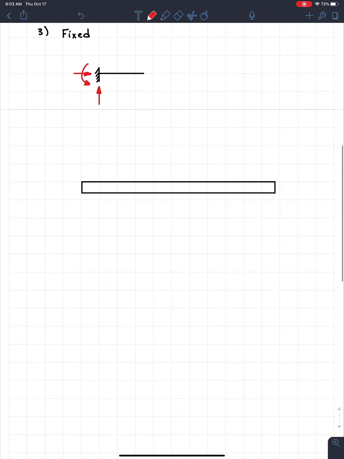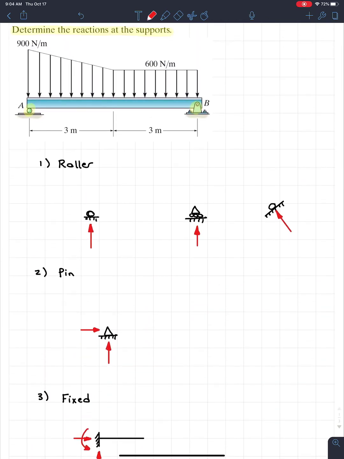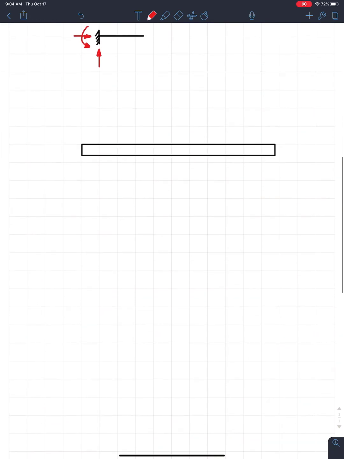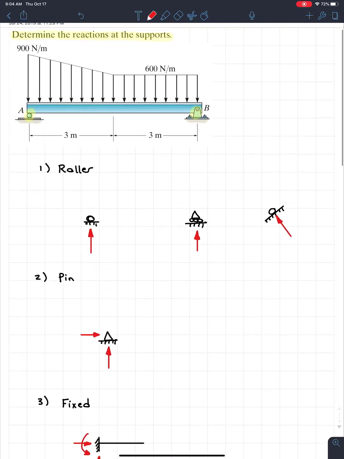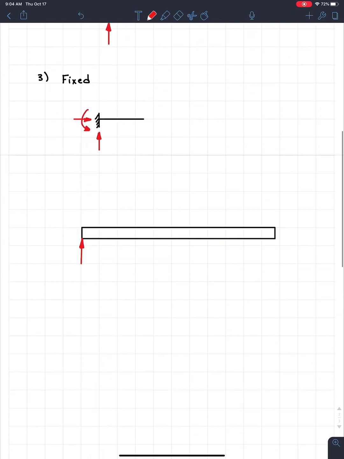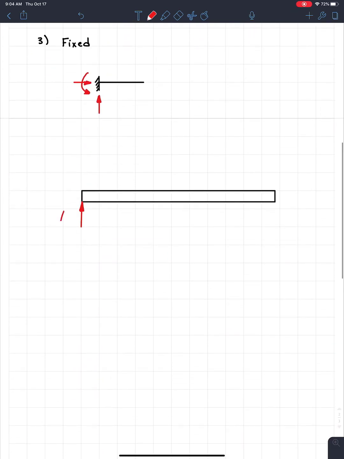That's AB. So let's start with the support reactions. If we look at A, we have a roller. So the force is going to be perpendicular to that surface, which we know is 90 degrees. So at A, we're going to have a vertical force like this. And how do I label it? Well, what I usually do is take the letter that it's at, so it's A, and then put a little subscript for which direction it is. For this one, I know it's a vertical force, so I'm going to go Y, A_y.